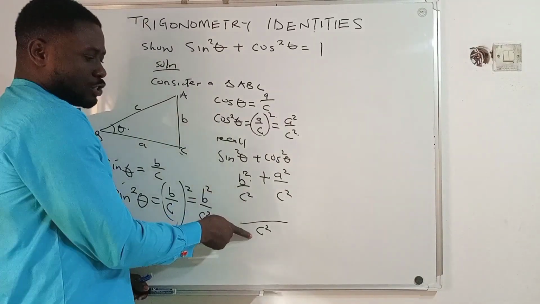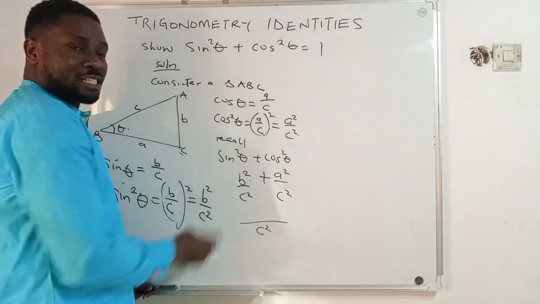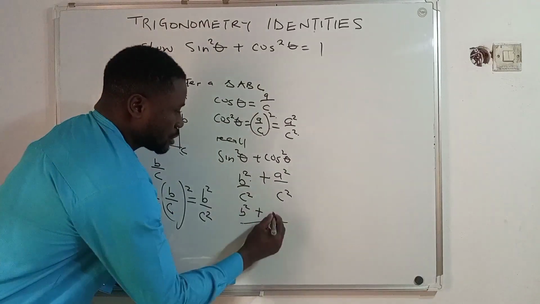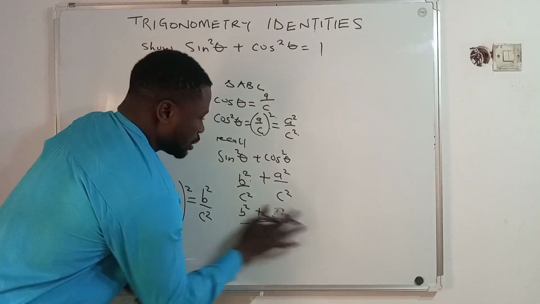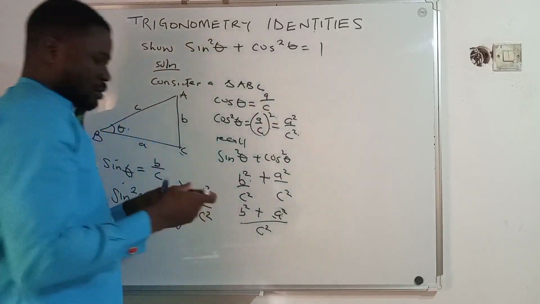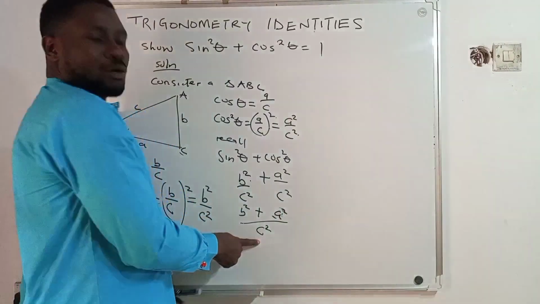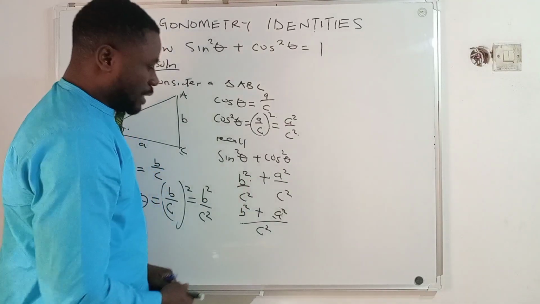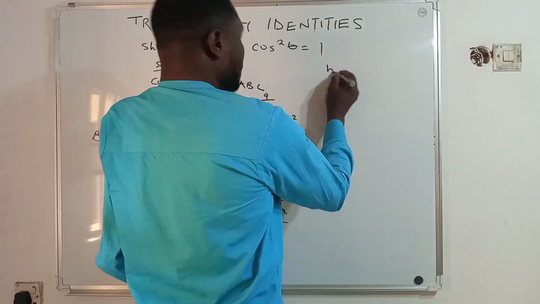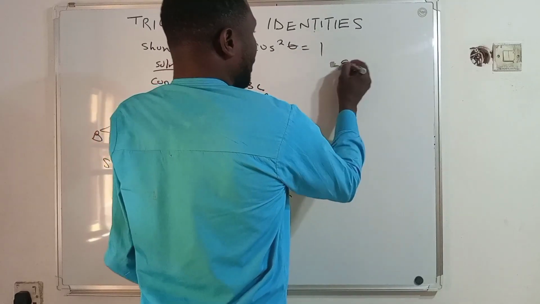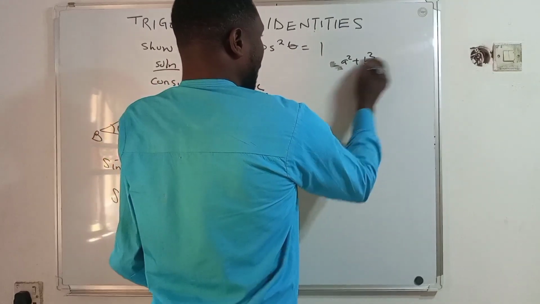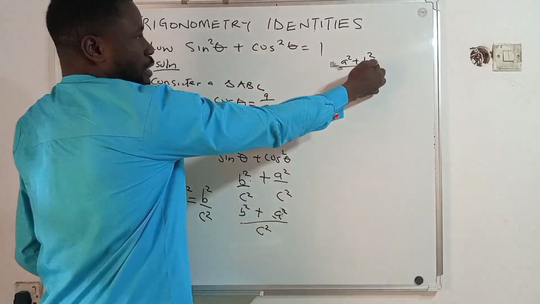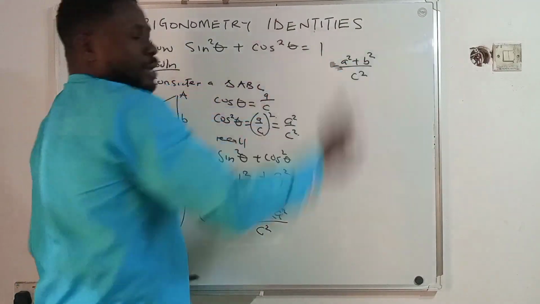And now c squared divided by c squared will give us 1. 1 times this, that will be b squared. And plus, sorry, plus a squared. C squared divided by c squared is 1. 1 times this will give us a squared. So what we have at this point will be b squared plus a squared all over c squared. Please take note, it's the same thing even if I decide to bring this first, b squared plus a squared, it is the same.